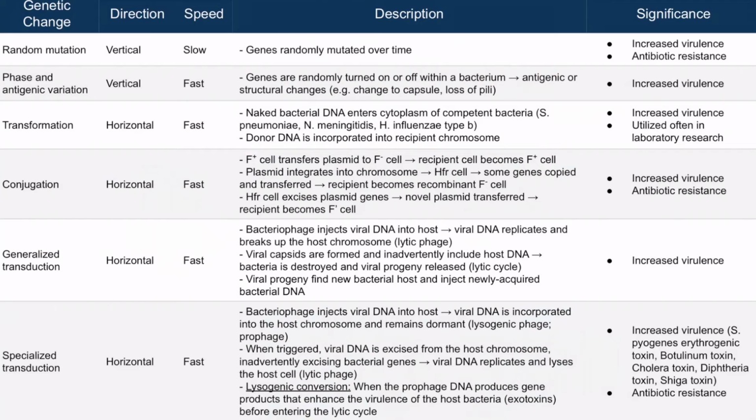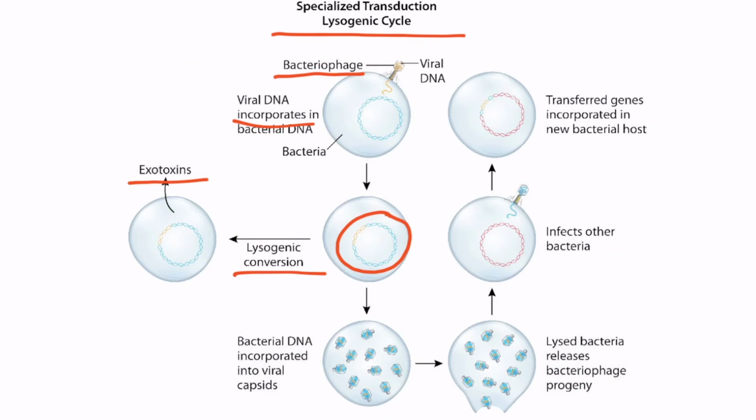In fact, there are several exotoxins produced from this lysogenic conversion, and we've listed them here on the right. These exotoxins include the strep pyogenes erythrogenic toxin, the botulinum toxin, the cholera toxin, the diphtheria toxin, and the Shiga toxin. So you can see that with lysogenic conversion, the bacteria can become more virulent and release those exotoxins. However, just like with the lytic cycle we discussed with generalized transduction, these lysogenized bacteria can eventually experience lysis as well. And there's usually some type of trigger that activates the viral genes.